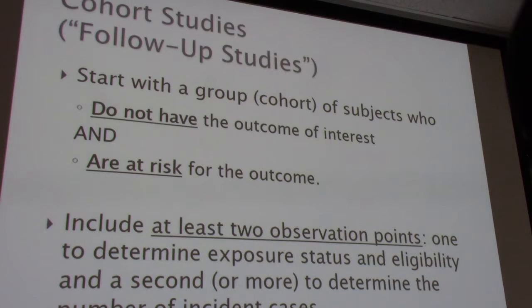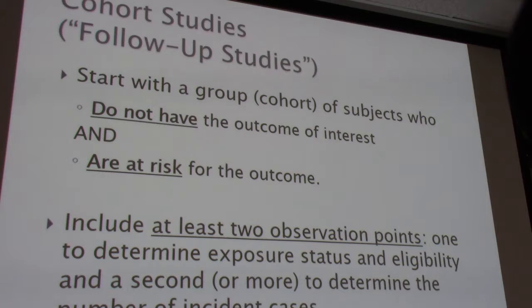Sometimes you'll hear cohort studies referred to as follow-up studies, because you follow people up. You start with a group, or cohort, of people who do not have your outcome of interest, that's key, but who are at risk for that outcome. Then you include at least 2 observation points. Many studies use many more than that to determine exposure status and eligibility, and a second or more to determine the number of incident cases. So you're capturing incident cases.